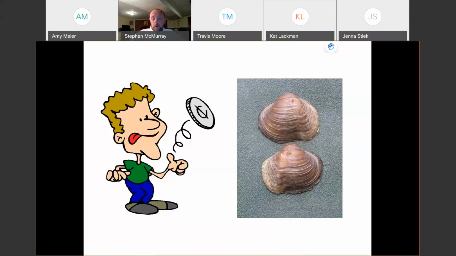Nearly everyone who works with mussels has one of these shells in their office, sitting on a bookshelf or in their lab, or bouncing around on the dashboard of their truck.